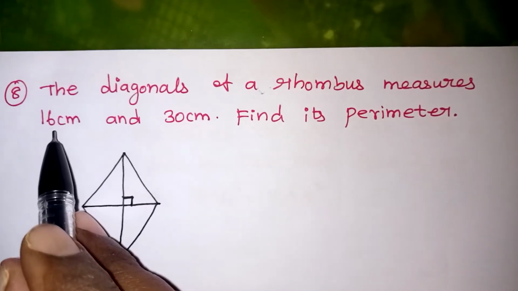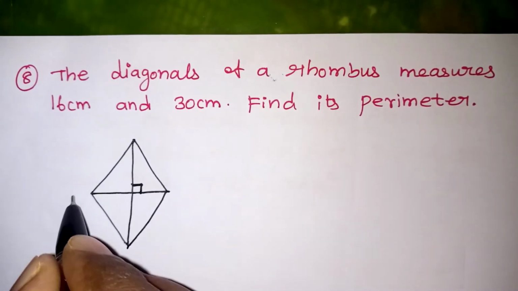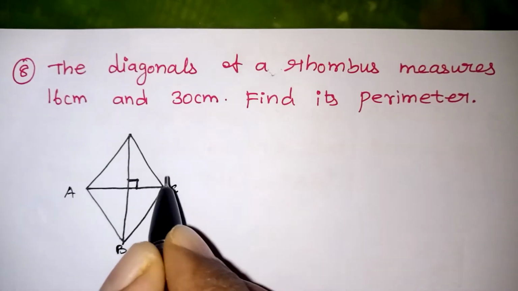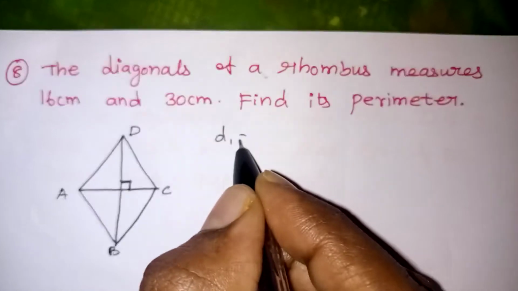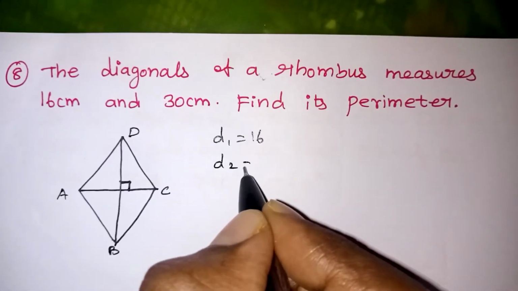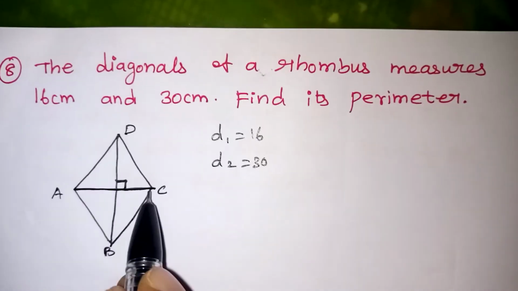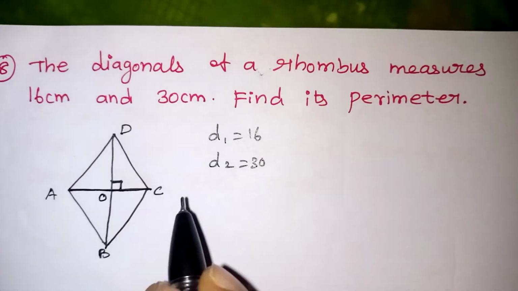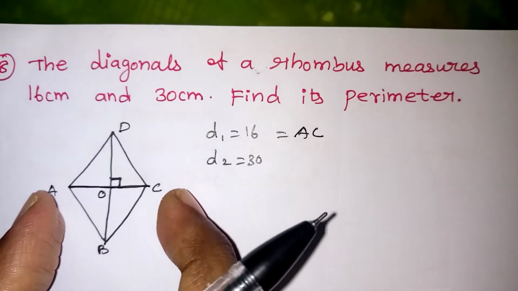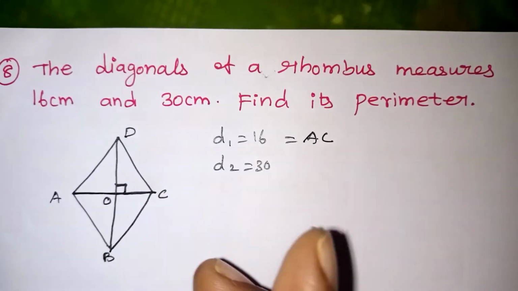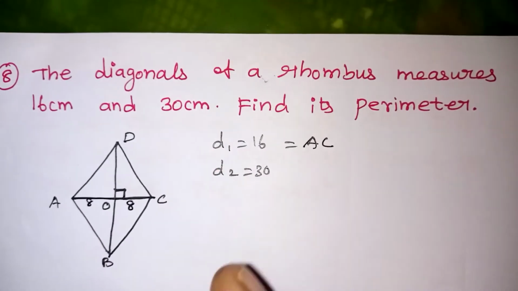Now two diagonals are given. One diagonal is 16, the another diagonal is 30. So let us take, suppose this is A, B, C, D is a rhombus. So they have given two diagonals, that is diagonal 1 is equal to 16, diagonal 2 is equal to 30. So let us take AC is a diagonal 1. This one let us take it as O. So diagonal one is AC. So AC is equal to 16. The whole thing is 16. What will be the half of it? It will be 8. This side 8, this side 8 you should consider because totally 16 you want to get.